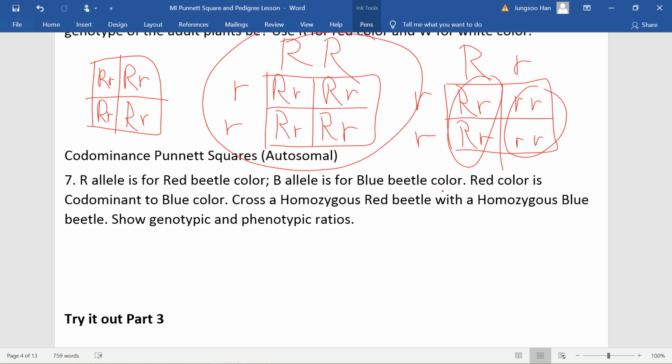Okay. So in this example says cross a heterozygous red beetle with a homozygous blue beetle. Okay. So let's do the Punnett square. Okay, so homozygous red, homozygous means two of the same allele, so big R, and then homozygous blue, so that's big B, so big B, big B.